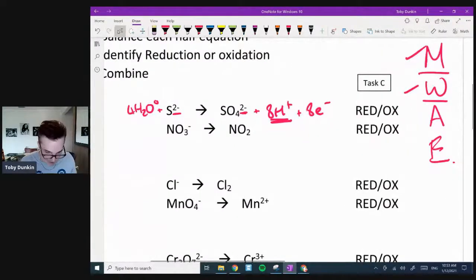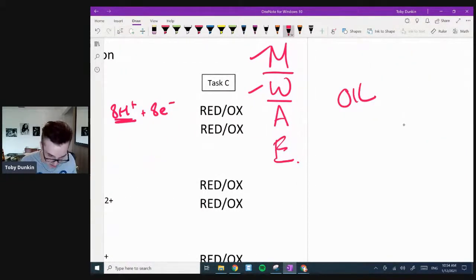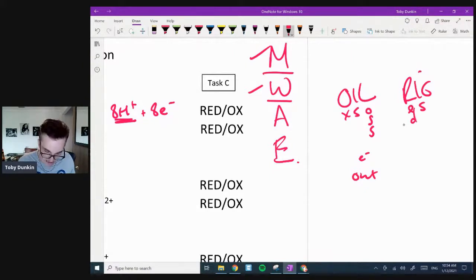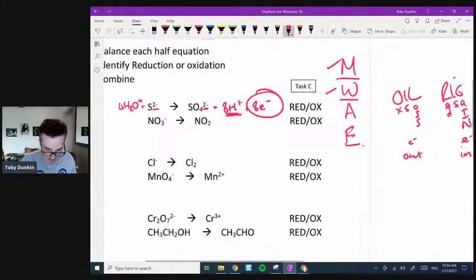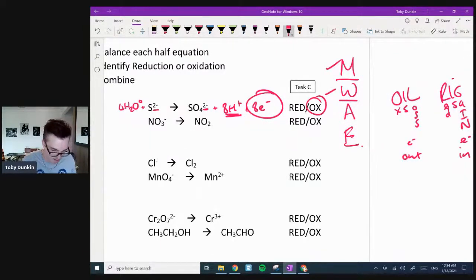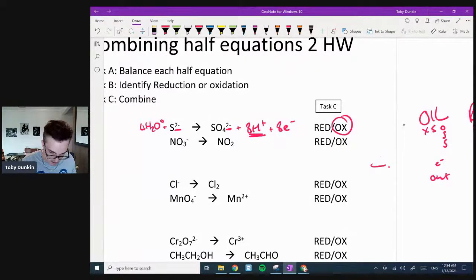Next, is it red or ox? So oxidation is the loss. Ox is loss of electrons, which is out. And reduction, red, is gain. And gain has the word in it. Yeah, so this is spitting out electrons, which means it's lost. So that is ox. Next, tick it if you've got it. So 2 marks straight away.